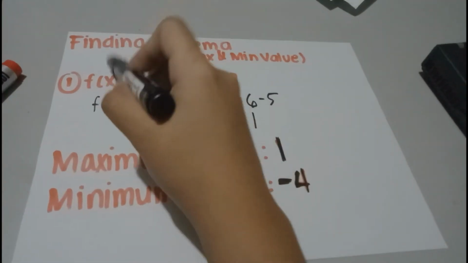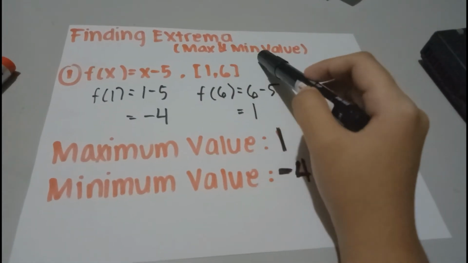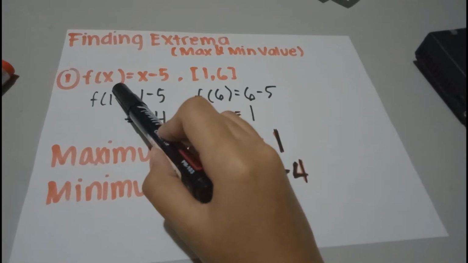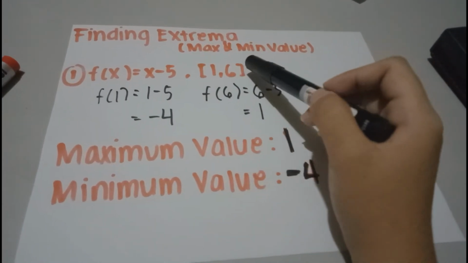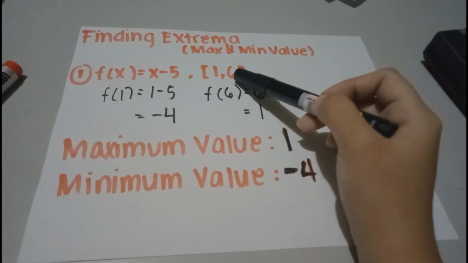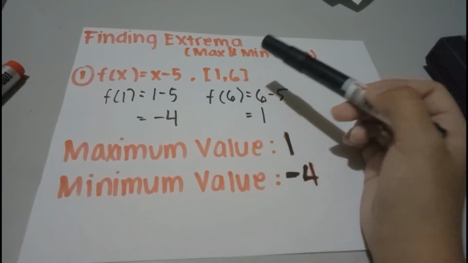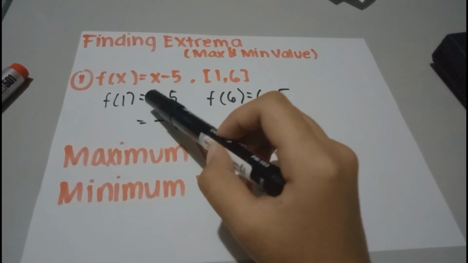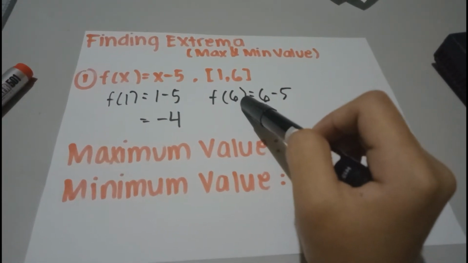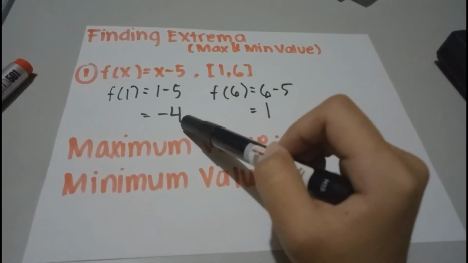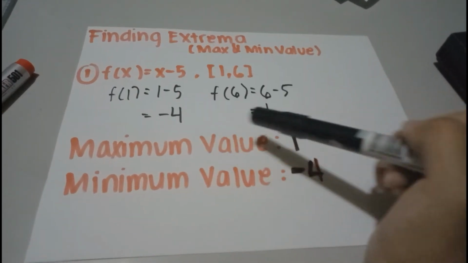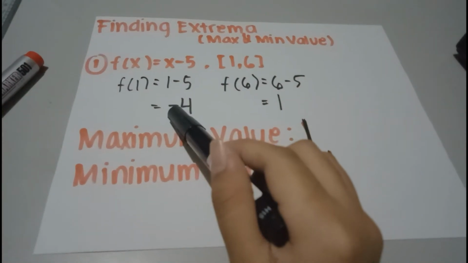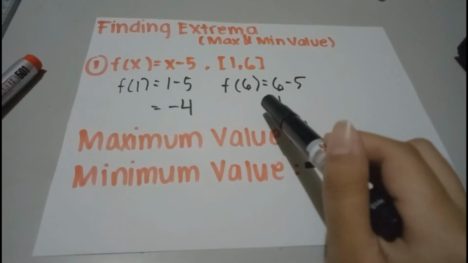Here are some examples on how to find the extrema of an equation. The first example is a linear equation. F of x is equal to x minus 5 on a closed interval 1 and 6. In this situation, we will just substitute the interval values to the whole equation, which is 1 and 6. Then the results will be the maximum and the minimum value of the interval. The minimum value of this interval is -4 and the maximum value is +1.